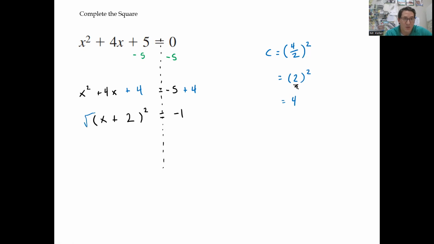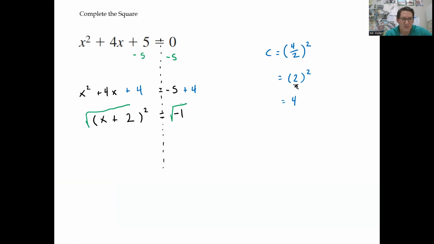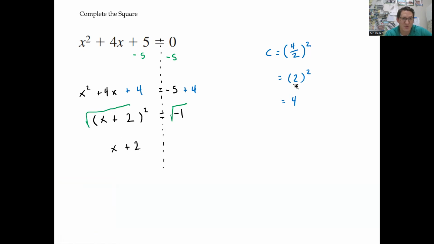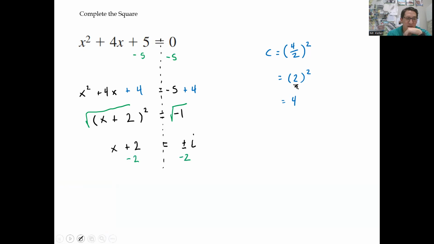Now I'm going to continue to solve. I'm going to do that in green. I'm going to take the square root of both sides. So I get x plus 2 is equal to the square root of -1, which is just plus or minus i. All right, we're not done yet. We've got to take care of that 2. So I'm going to subtract 2 from both sides. And then I get x is equal to, you can do plus or minus i minus 2.